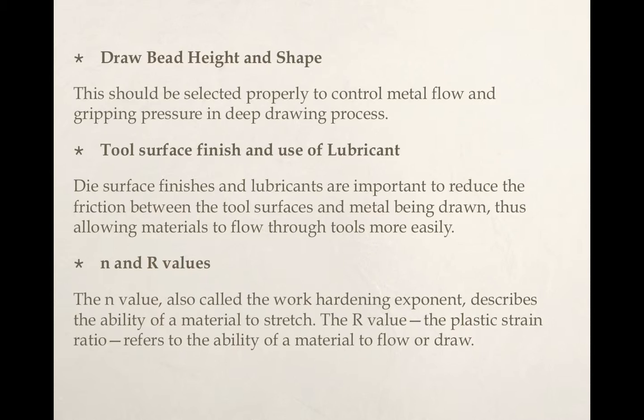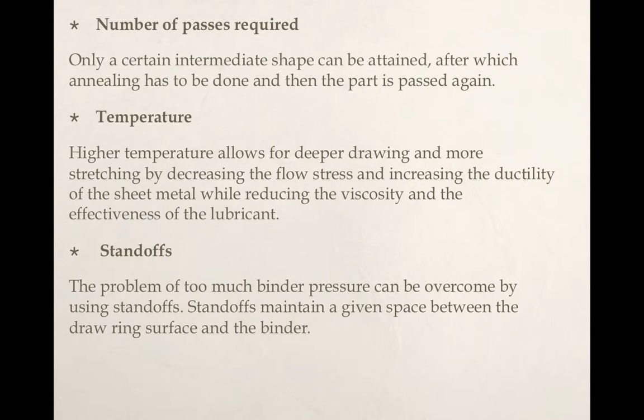Also, blank sizes and shapes that are too large can restrict metal flow, and the geometry of the parts affects the ability of metal to flow. Press speeds must allow time for materials to flow. And then the number of passes required. It is not a single pass process, it is a multiple pass process. Therefore after say one pass, we have to anneal it, and then the part is passed again. Since it is a multiple pass process, this also calls for the requirement of various presses. Generally the capacity of the press is dictated by the first pass.